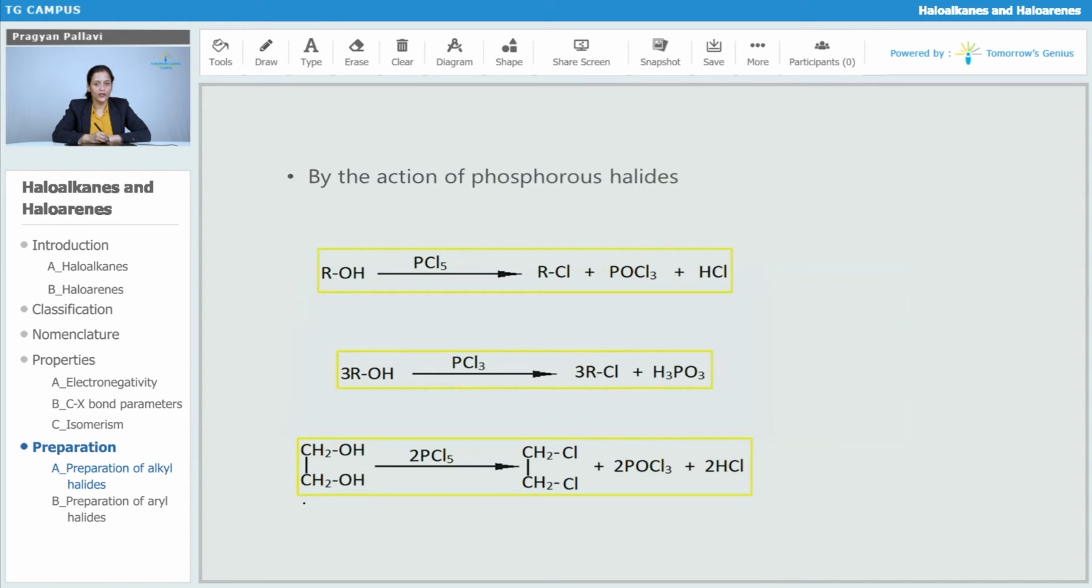By the action of phosphorus halides, PCl3 and PCl5 are used for halogenation of alcohols. So here we are having alcohol, and if we are using PCl5, phosphorus pentachloride, then we obtain alkyl halides. And if we have taken 3 moles of alcohol in the presence of PCl3, then also we will be getting alkyl halides. If we are having a diol, that is 2 alcohol groups present in a compound, then in presence of PCl5, we will be obtaining dihaloalkanes.